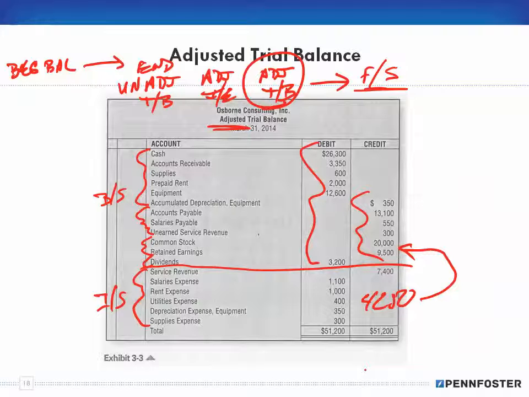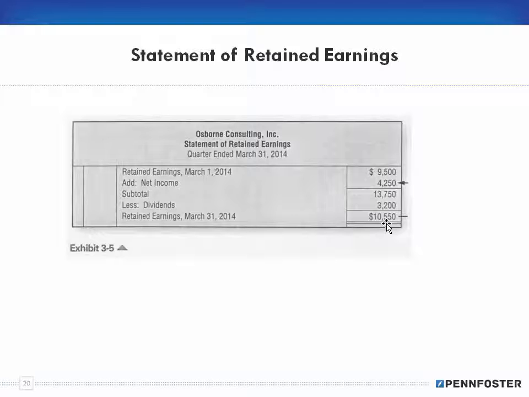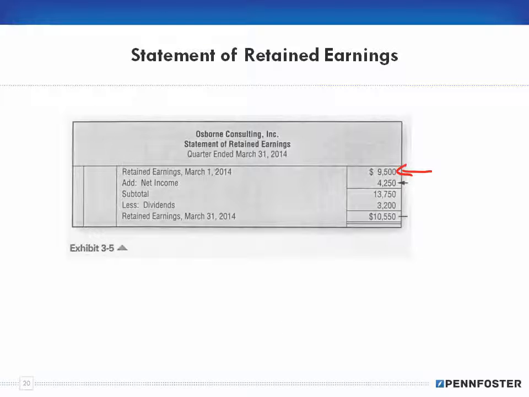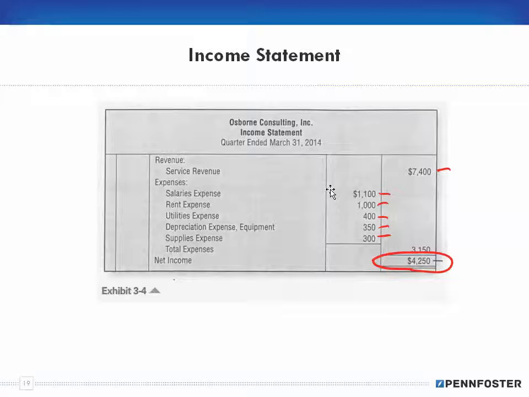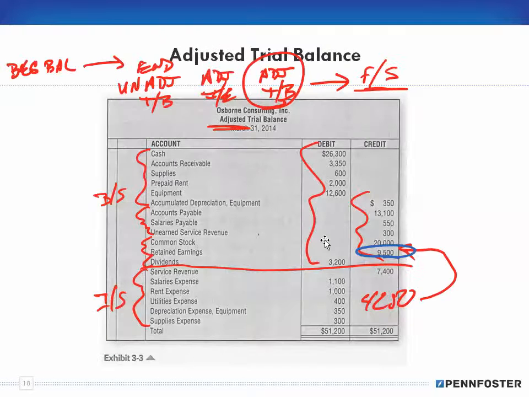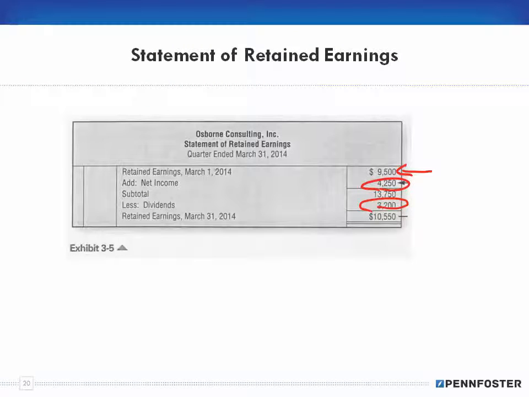Okay? So we can create the income statement. And if we choose to have a statement of retained earnings, we can create the statement of retained earnings. Why? Because we had a beginning balance. Notice it's 9,500, okay, which is what the retained earnings amount is on our adjusted trial balance. But remember, the adjusted trial balance is before we make our closing entry. So that retained earnings balance is our beginning balance for our statement of retained earnings. We moved this 4,250, we figured that out from our income statement. And our dividends of 3,200 here are from our adjusted trial balance here. So yeah, we can now create my statement of retained earnings, which gives me $10,550 as an ending retained earnings amount.